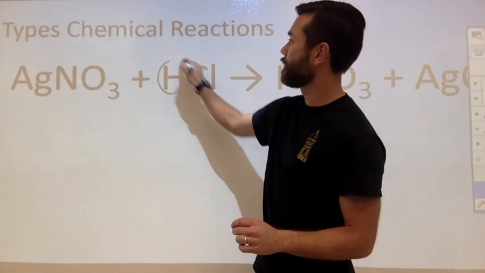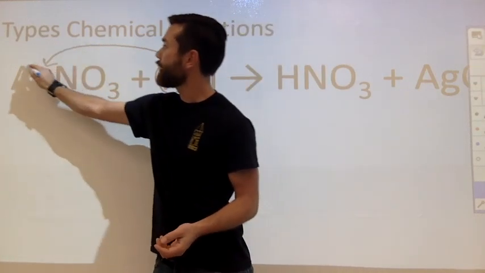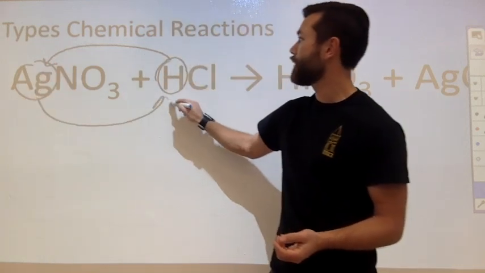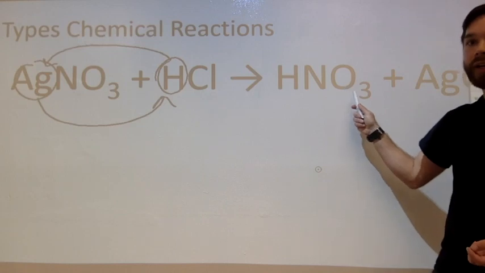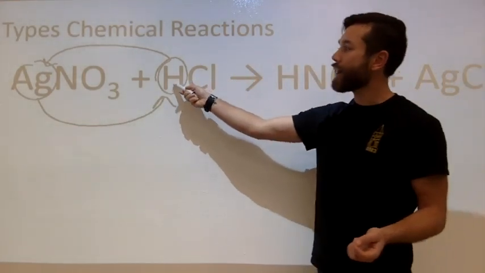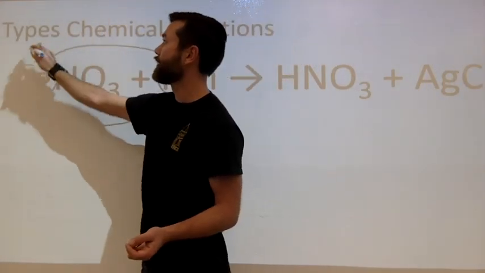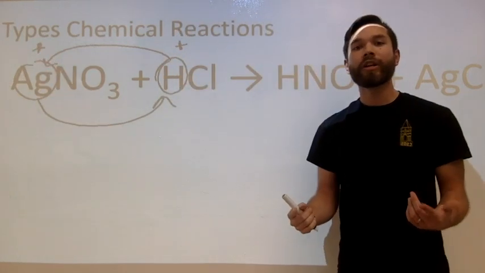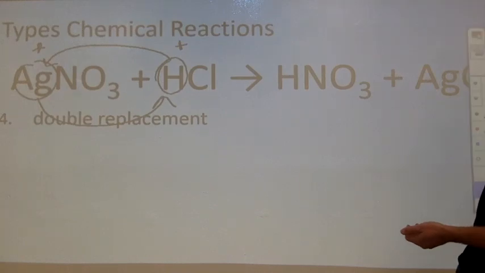This hydrogen is going to switch places with this silver, and this silver will take the place of this hydrogen. That's how you end up with H now with the NO3 and the silver now with the chlorine. So you have the positive ion, remember this was positive, switching with the other positive ion, and everyone's getting a new partner. So we call this double replacement.